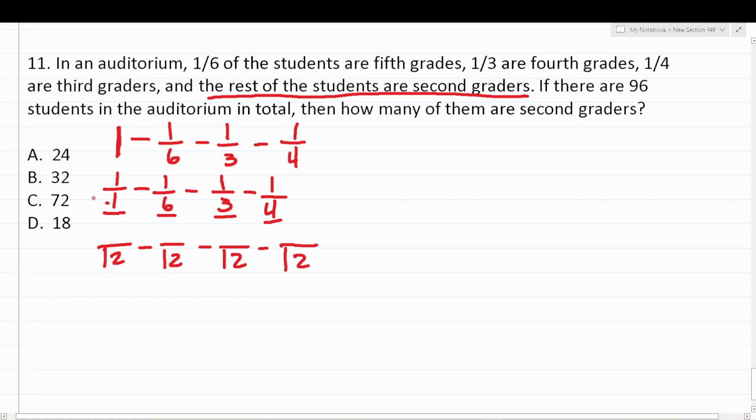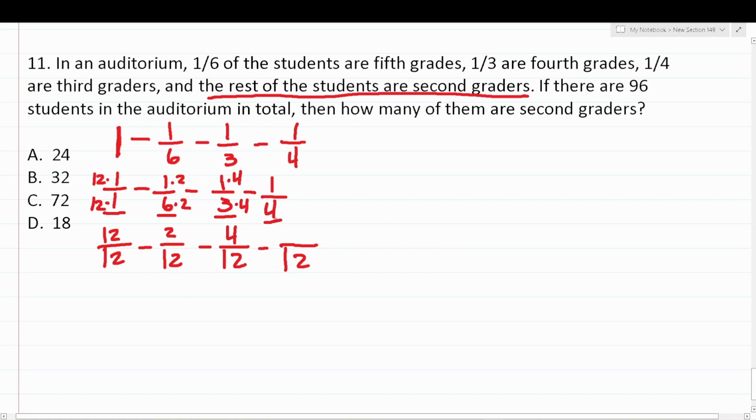To write 1 as 12, we would multiply it by 12, and we're also going to have to do that to its numerator. Again, 1 times 12 is 12, 1 times 12 is 12. To write 6 as 12, we're going to have to multiply it by 2. We're also going to do that to its numerator. Again, 6 times 2 is 12, 1 times 2 is 2. To write 3 as 12, we're going to have to multiply it by 4. We're also going to do that to its numerator. 3 times 4 is 12, 1 times 4 is 4.